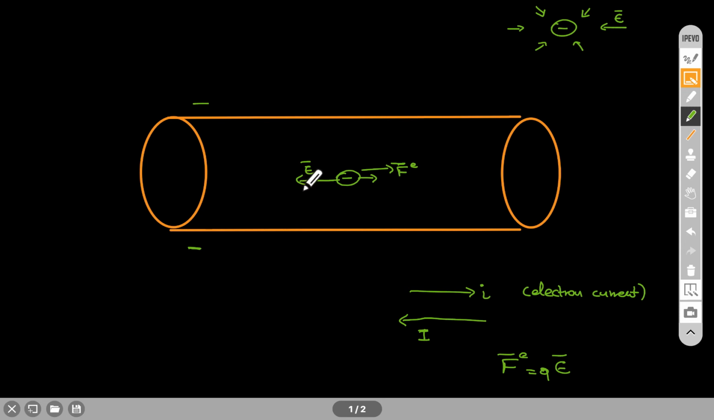Now, I want to point out the reason that I have an electric field created at the center is due to a difference of the surface charge that I have here and here.